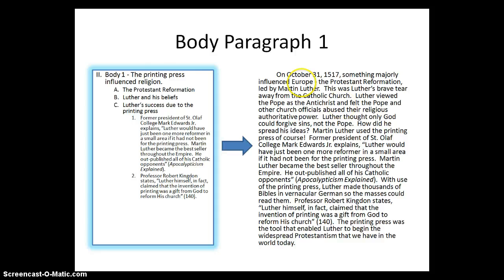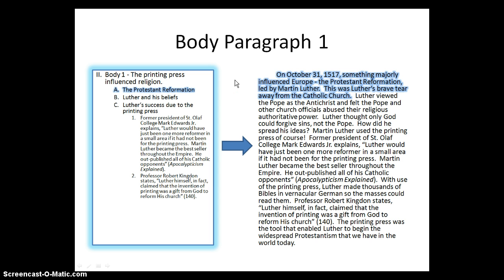So we know that this first section here, A, is going to discuss the Protestant Reformation. We have decided that in this body paragraph where we're going to talk about how the printing press influenced religion, we first need to define the Protestant Reformation. And here's how we do it. That one little bit over here becomes these couple sentences over here.